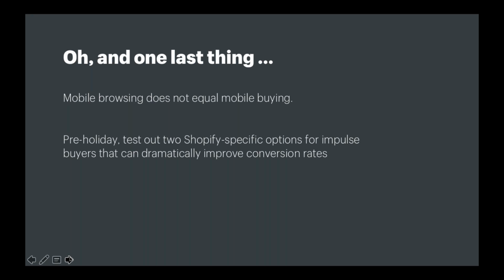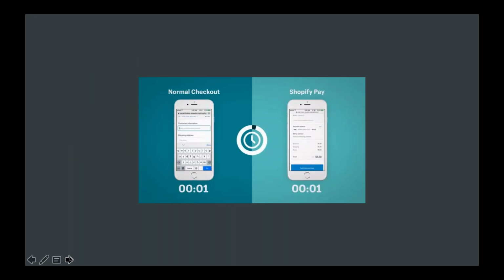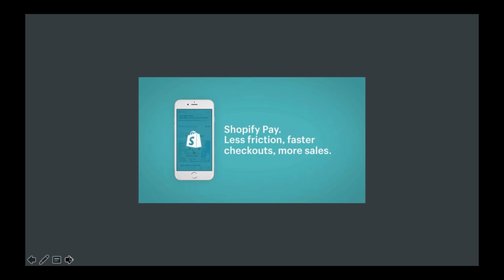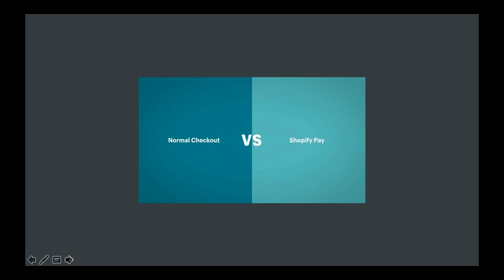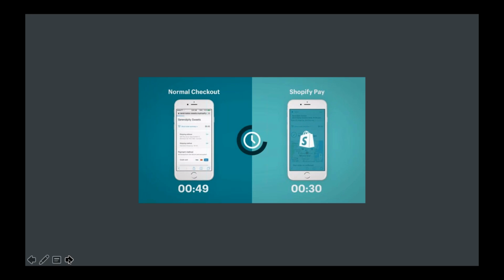So pre-holiday, I want to suggest that you test out 2 Shopify-specific options for impulse buyers in particular that can dramatically improve conversion rates on mobile. The first is Shopify Pay. Now, Shopify Pay is essentially a 2-factor authentication driven by someone's email address that either recognizes them because they purchased from your store again, or if they purchased from any of the hundreds of thousands of Shopify stores that have Shopify Pay enabled. They'll get a simple text with a validation code, and all of their information is automatically entered.